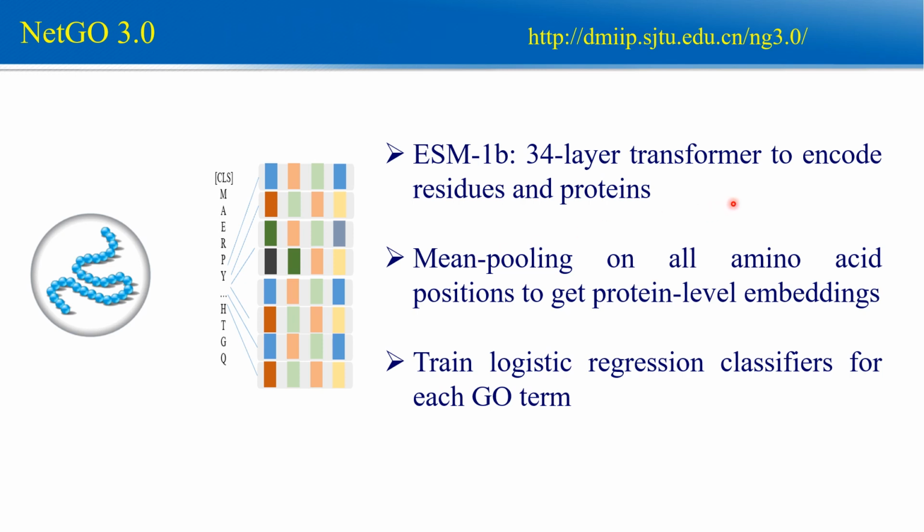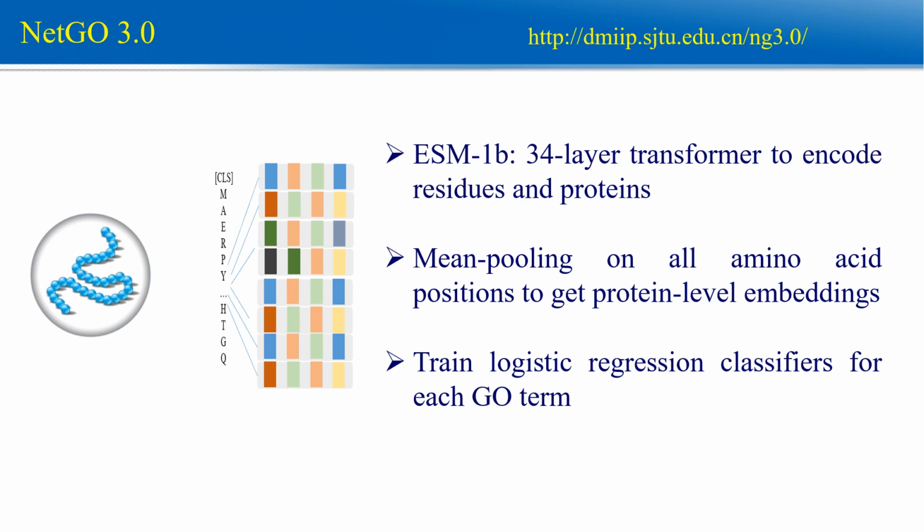We first use ESM-1b to generate protein embeddings. ESM-1b is a 34-layer transformer-based model trained on 250 million protein sequences. We use it to encode amino acids and get the protein embedding by mean pooling. With this protein-level embedding, we train a logistic regression classifier for each GO term and get a probability that a protein has a function on the GO term.